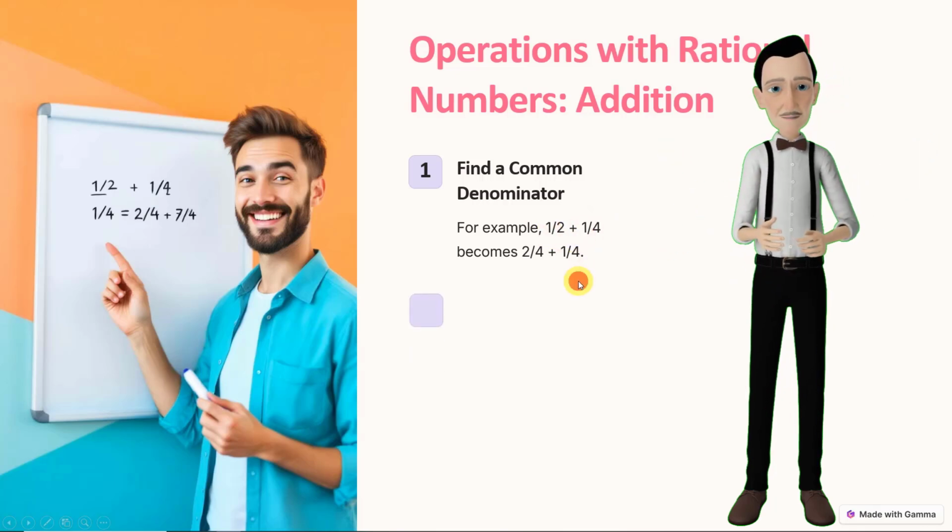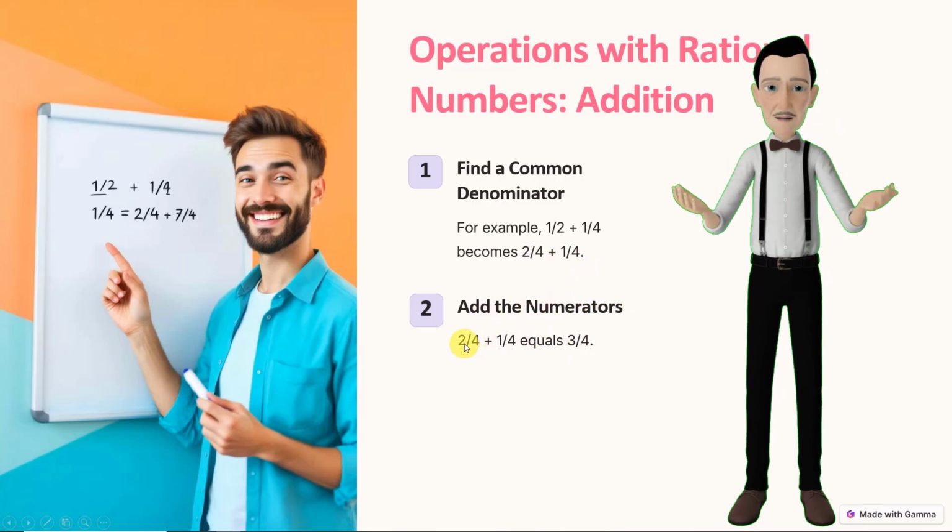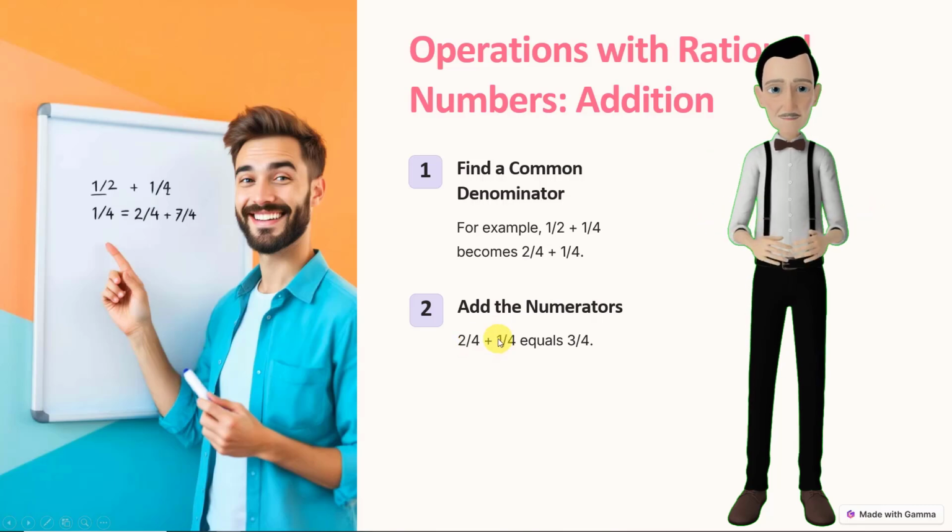The second thing, you add the numerators together. Once you've got a common denominator, you can just add the numerators together. In this specific case, you've got 2/4, if you work it out, and 1/4, and it'll give you 3/4.